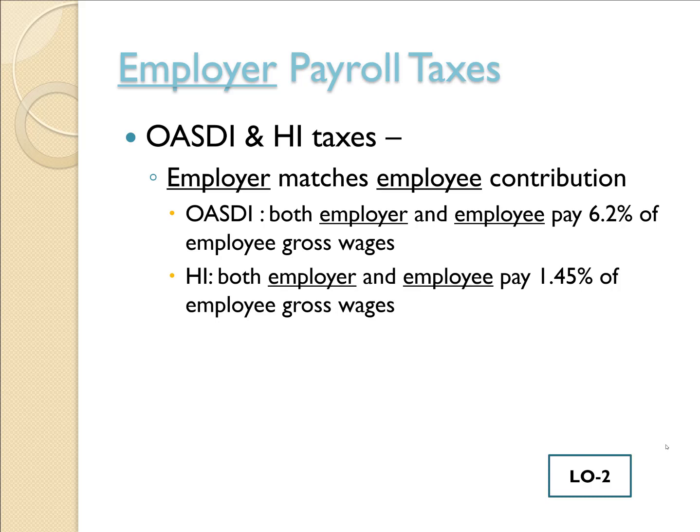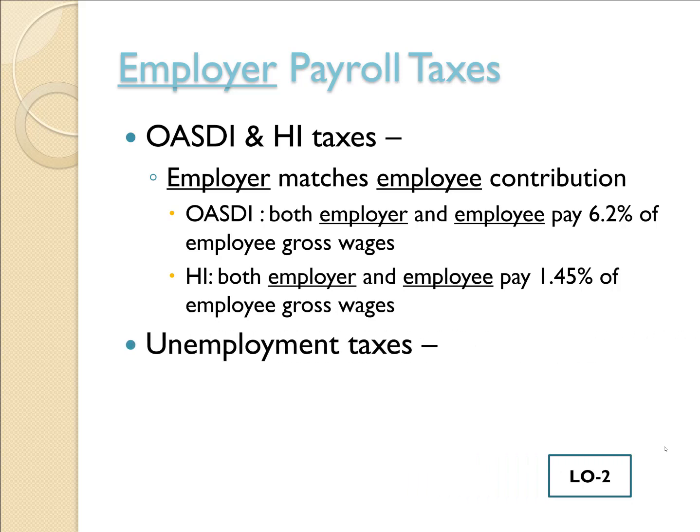Now you might be thinking, what if I am self-employed? Well, if you are self-employed, that means you are both the employer and the employee. So for OASDI, someone who is self-employed will pay double 6.2%, in other words, 12.4%. Same thing with Medicare.